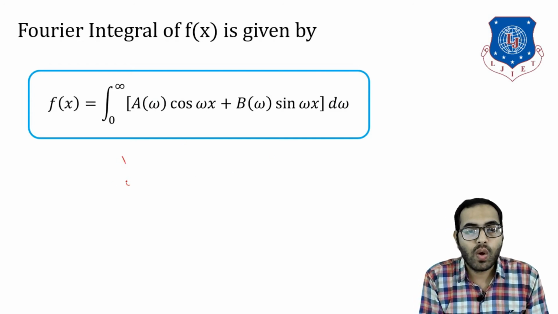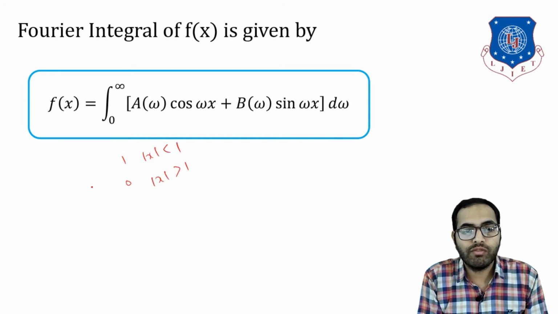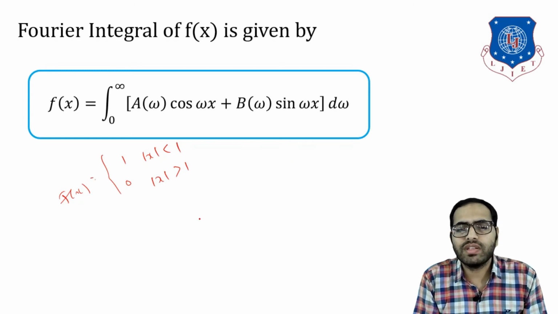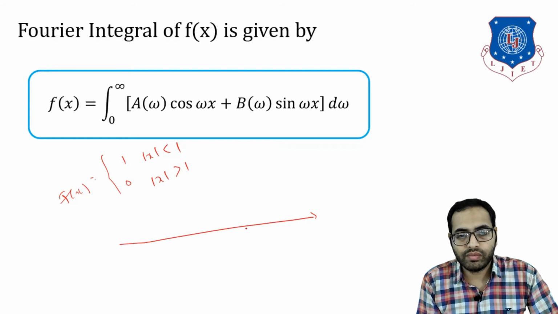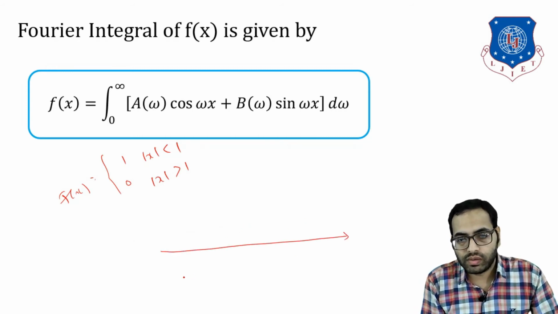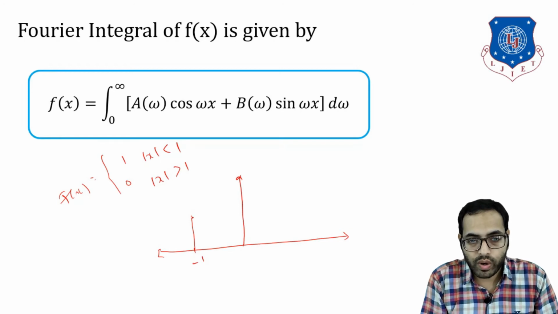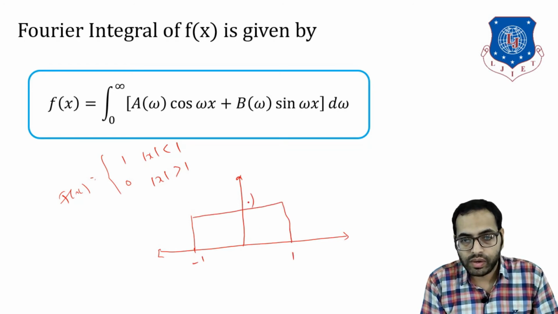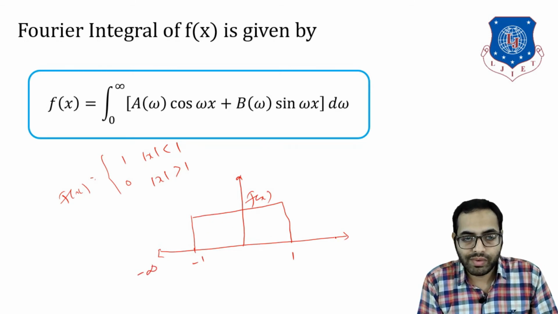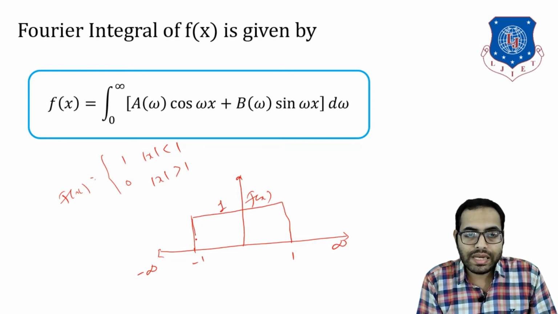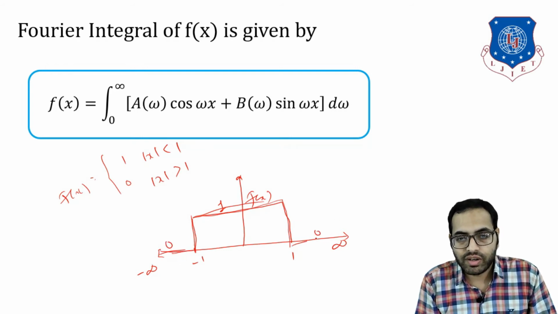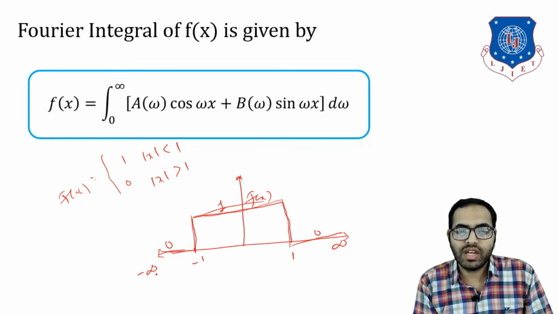Here our function is 1 if mod x is less than 1, and 0 if mod x is greater than 1. So we just represent it graphically. This one is our x-axis, then minus 1 to 1. This one is our function. This one is minus infinity up to plus infinity. In between minus 1 to 1, the function has value 1, and except this range, the function has value 0. Means from minus 1 to 1 the function has value 1, and from minus infinity to minus 1 the function has value 0, and from 1 to infinity it is also 0.